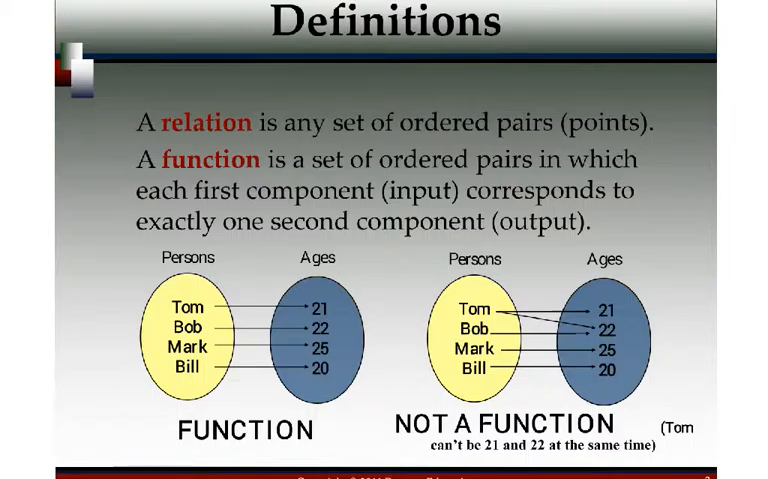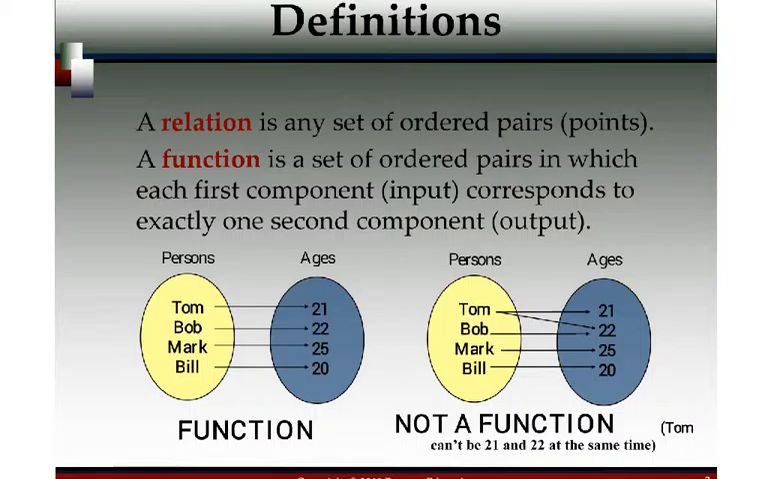Okay, here are some definitions. A relation is any set of ordered pairs or points. And then a function, it's still a set of ordered pairs, but it has these characteristics about it. Each of the first components, the input, corresponds to exactly one second component. That's very important right there. The input corresponds to only one output.